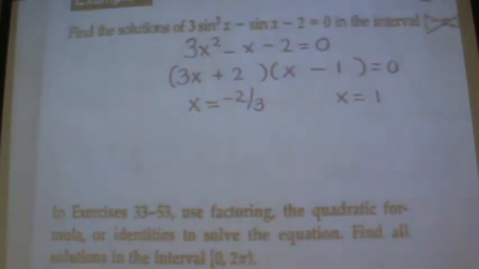That's 9th grade stuff, believe it or not. That's 9th grade math. It's actually 8th grade math now.